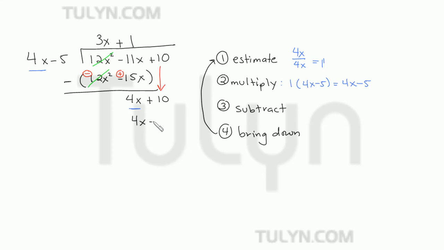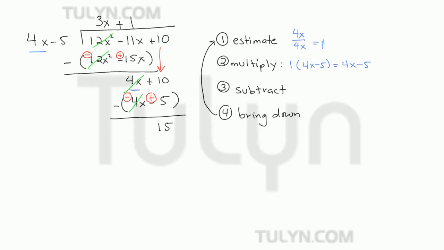So we want to put 4x minus 5 here, and then the third step is to subtract, and when we subtract, this sign becomes negative, and this sign becomes positive. So then 4x and minus 4x cancel out, and then we have 10 plus 5, which is 15. So the solution is going to be 3x plus 1 plus the remainder, which is 15 over 4x minus 5.